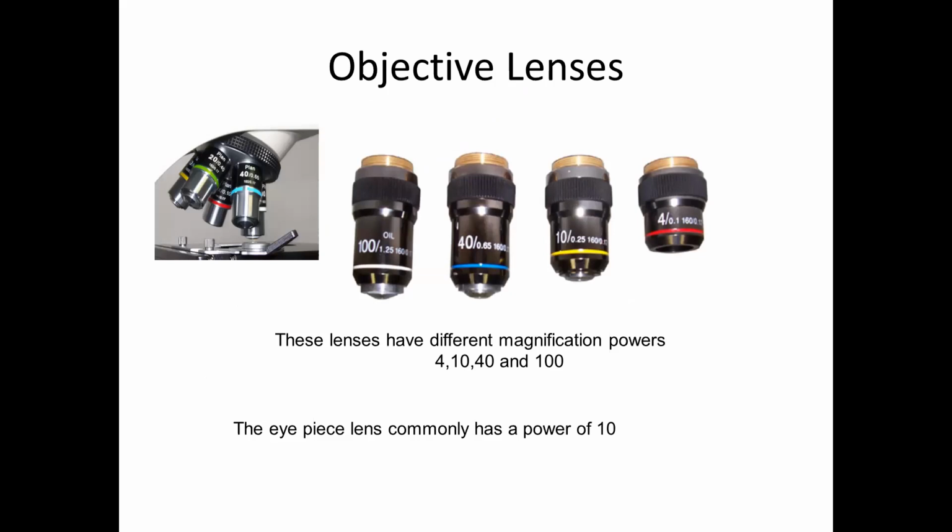On the 100 objective lens, you can see a small word written, oil. That means the 100 lens is used for what we call oil immersion. The eyepiece lens commonly has a magnification power of 10.